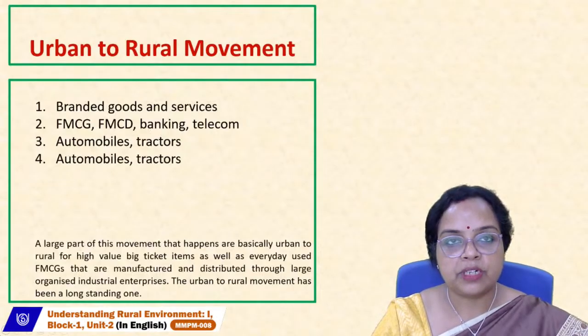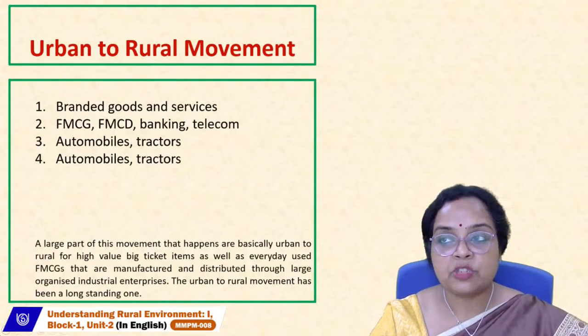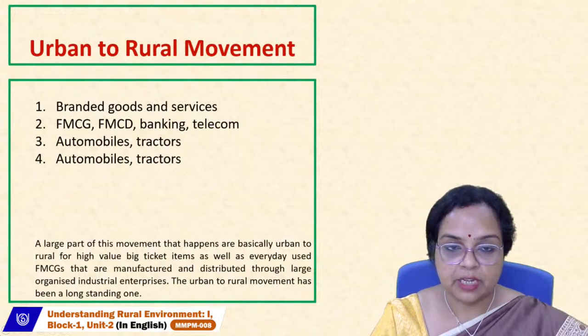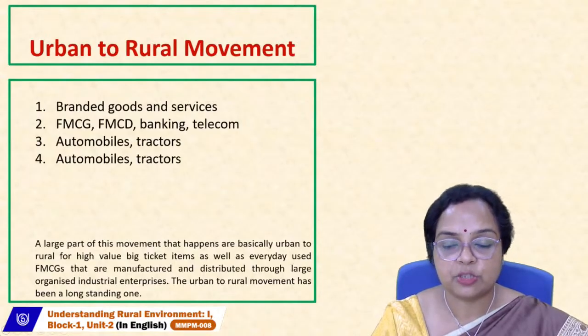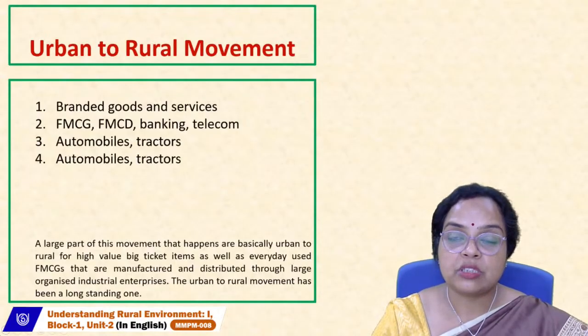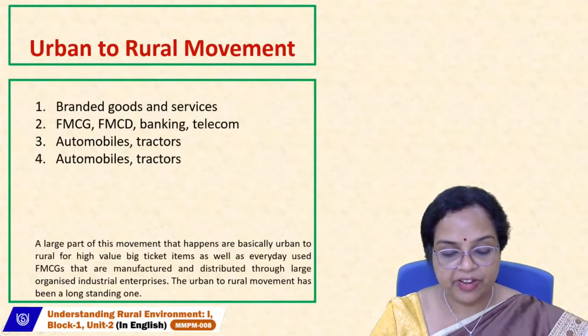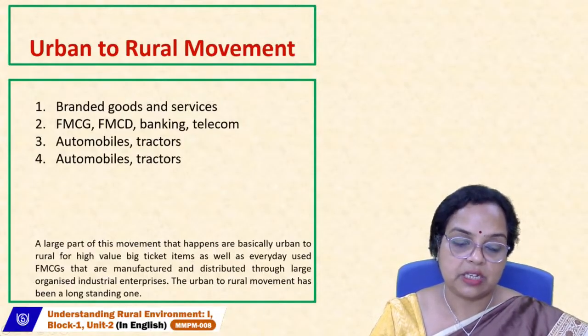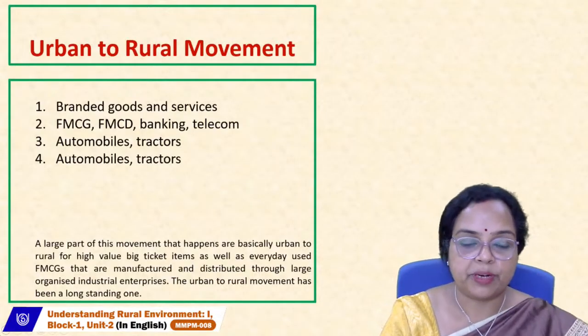Same also, suppose somebody is going for medical services, he will go to the cities for that. Somebody is going to open an account in a bank, somebody is going to purchase a SIM card, somebody is going to purchase tractors, automobiles, sprinklers for the agricultural land. For this kind of needs and the products matching with them, the people from villages are moving to the cities. This economic flow is known as urban to rural movement.